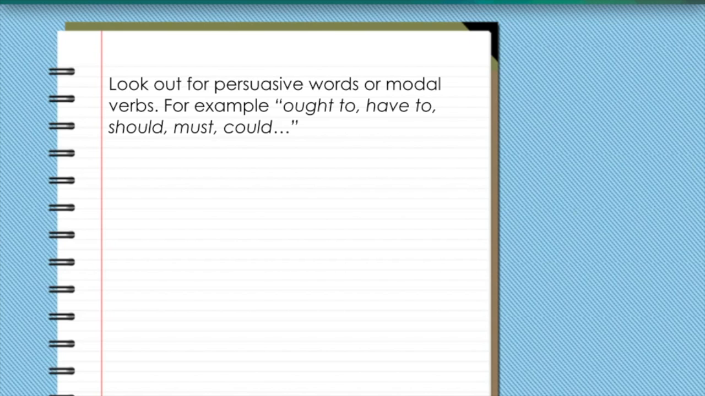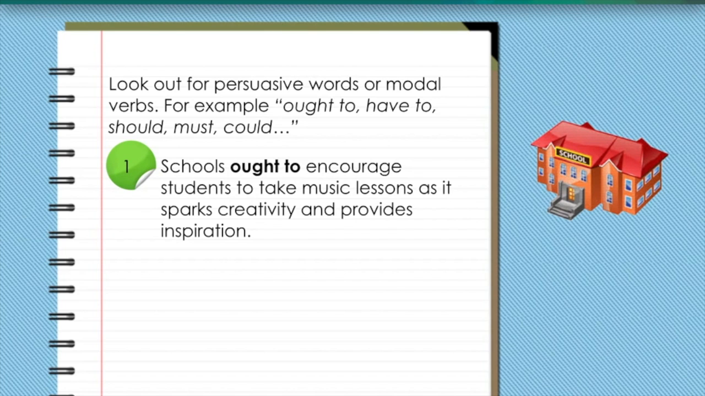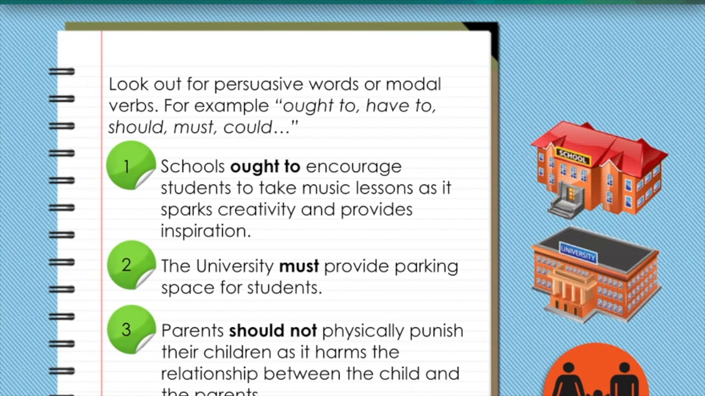Another clue to spot a statement of opinion is to look out for persuasive words or modal verbs, such as ought to, have to, should, must, or could. Look at the samples given. The words ought to, must, and should are all persuasive words which show obligations or recommendations. They are all statements of opinion. You must remember that these are the keywords that the authors use to persuade you to agree to their opinions.